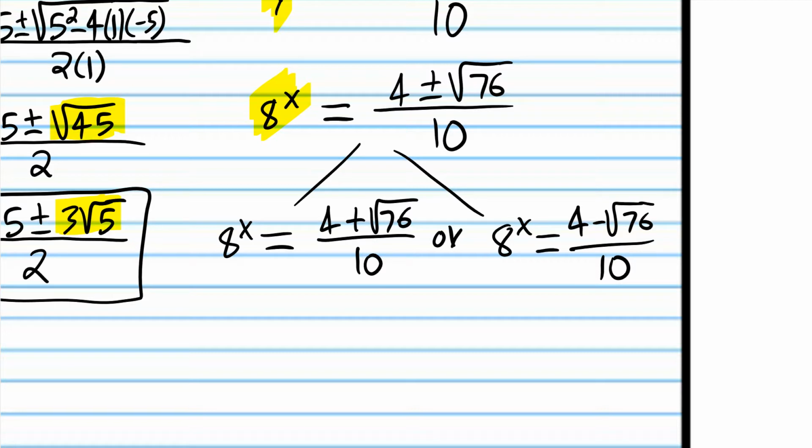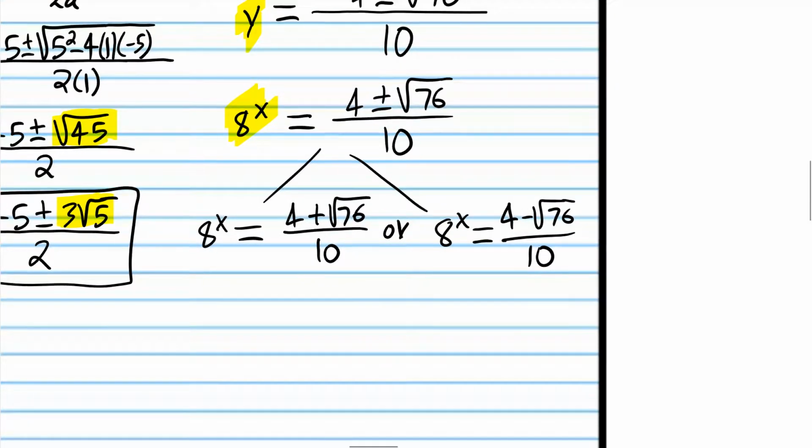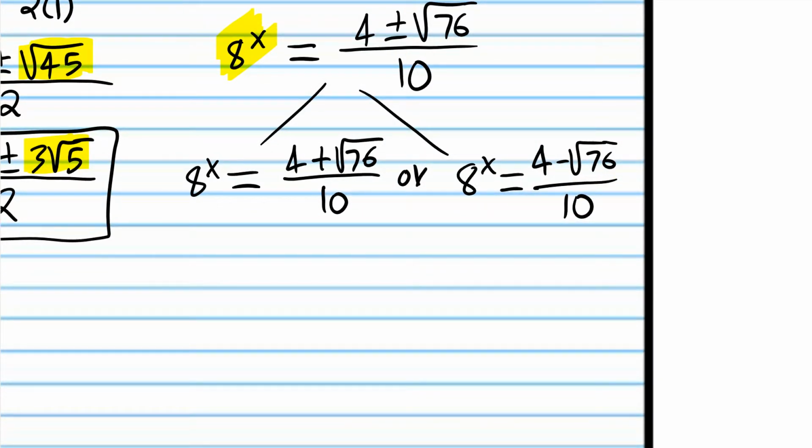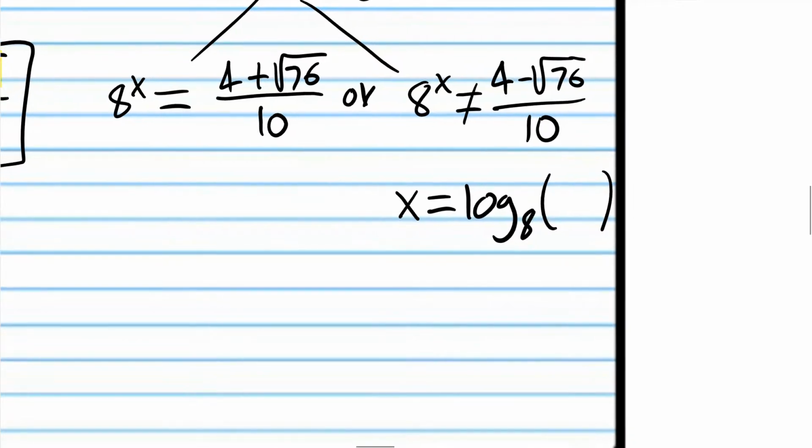Now, how do I know that? Well, we know that root 81 is 9, and we know that root 64 is 8. So root 76 has to be between 8 and 9. So if you subtract something between 8 and 9 from 4, you get a negative. So that's impossible. We'll just put a slash through that. Another way to figure that out is if you try to find log base 8 of all that stuff, your calculator is going to tell you that there's something wrong there.